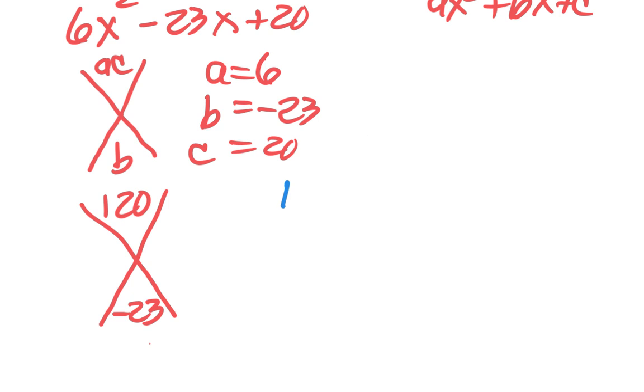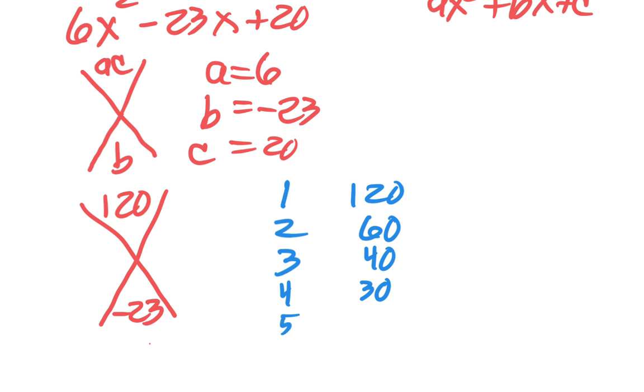We've got 1 and 120. 2 goes in 120 60 times. 3 and 40. 4 and 30. 5 and 24. 6 and 20. 7 will not go into 120. 8 and 15.